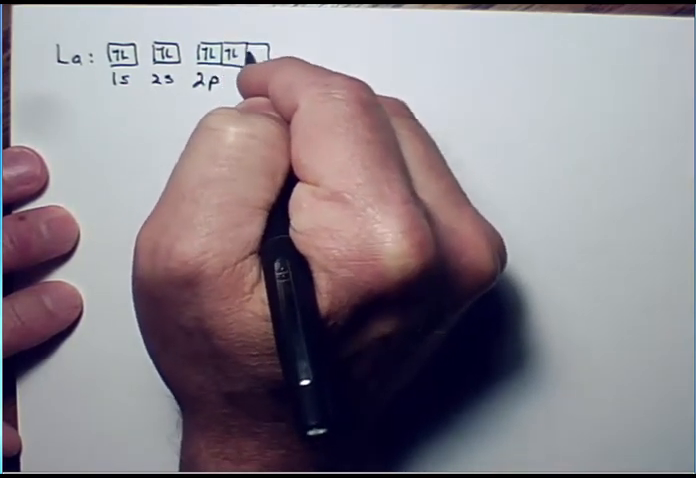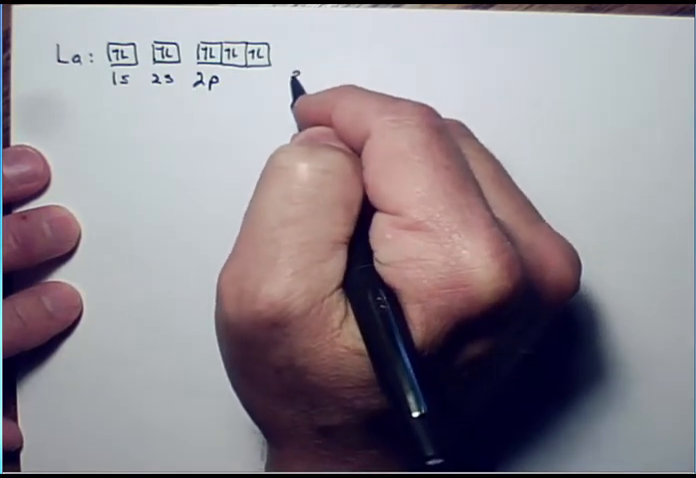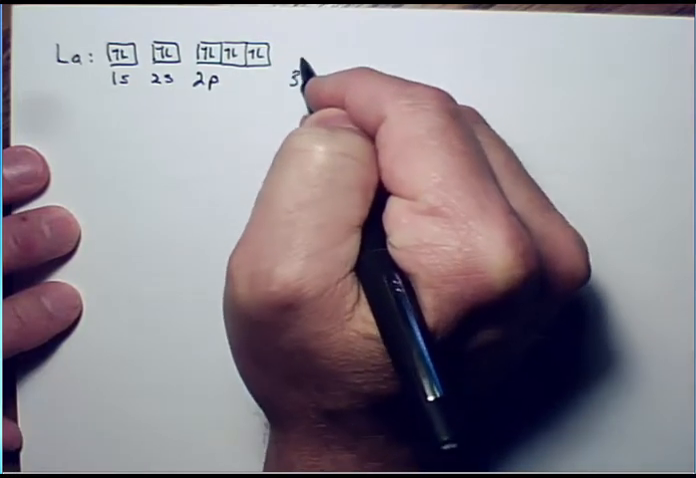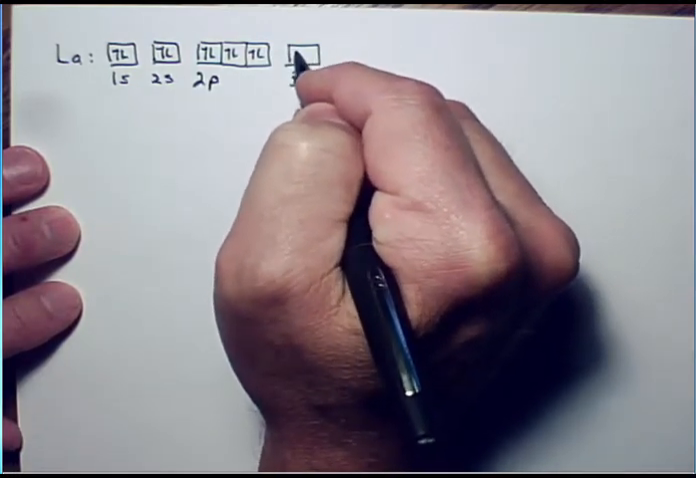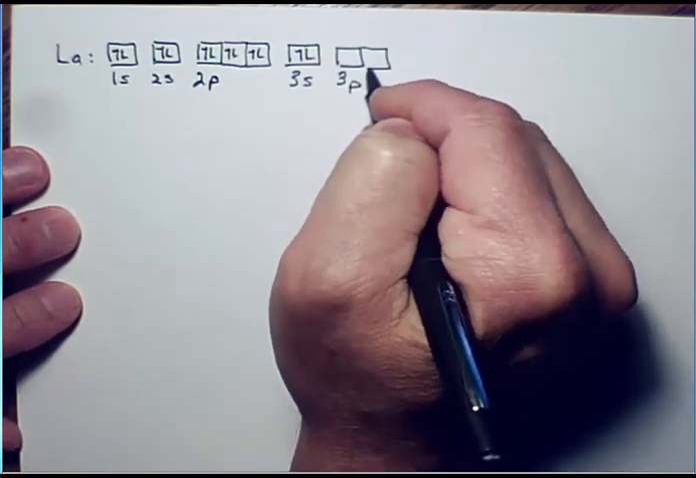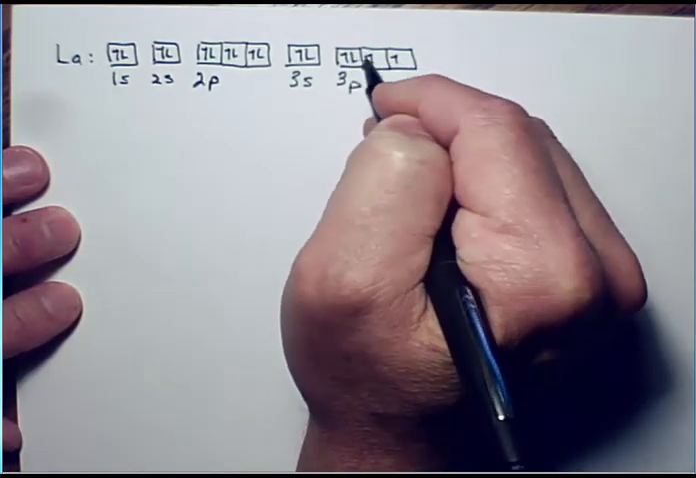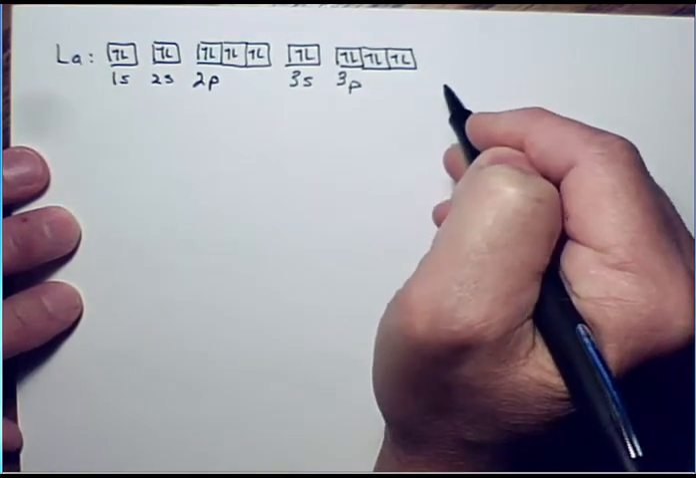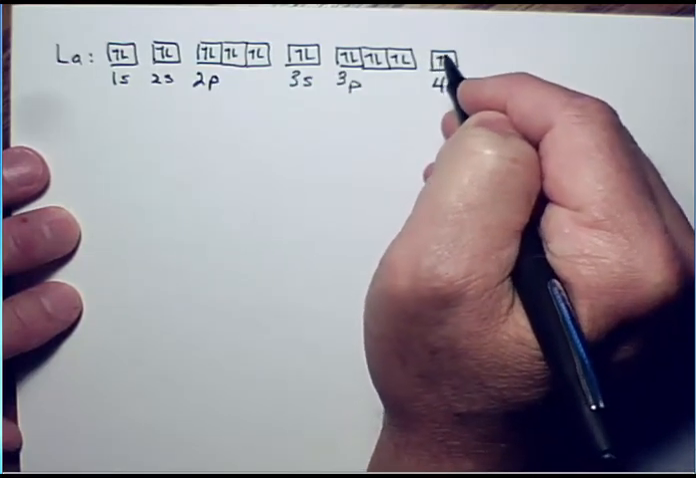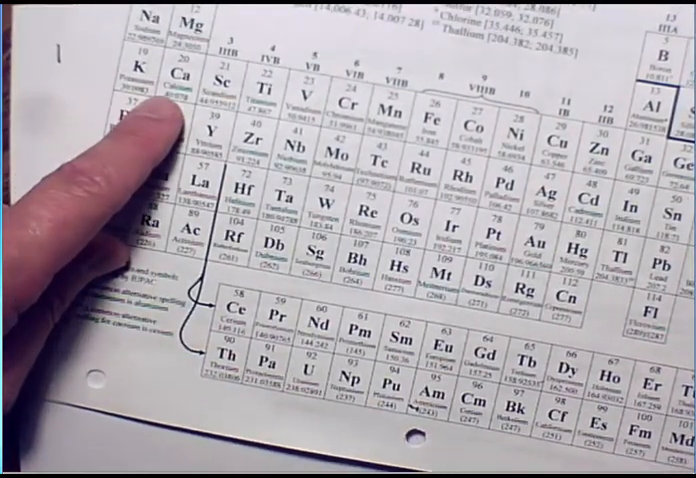I should have put one in each box and come back and pair them up. Then we get to the 3rd level, and we have s and p sublevels in the 3rd level. Then we come to the 4th level and fill up the 4s sublevel. But after the 4s sublevel, where potassium and calcium are located, we get to 3d.